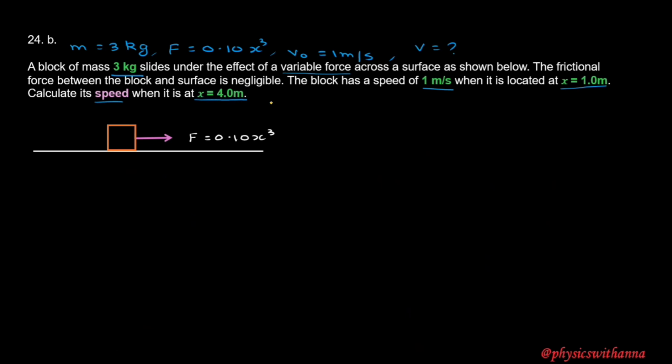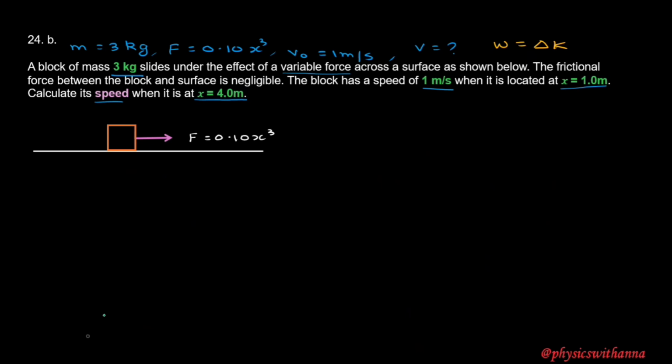Again we will use work kinetic energy theorem to find this. And we know from work kinetic energy theorem, work done by the force is equal to change in kinetic energy of the block. And in order to find its final speed, we need to know the change in kinetic energy. And for that, we will first calculate the work done.